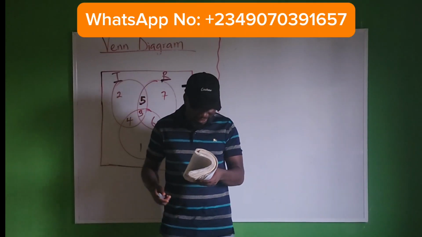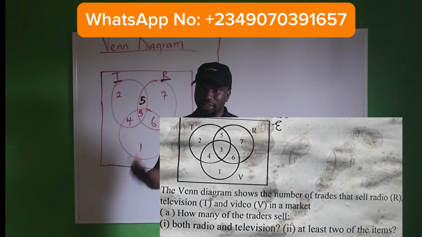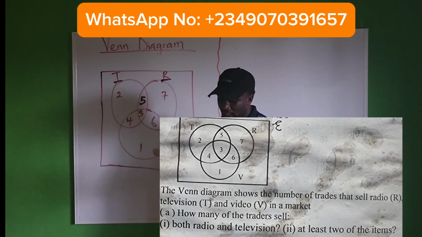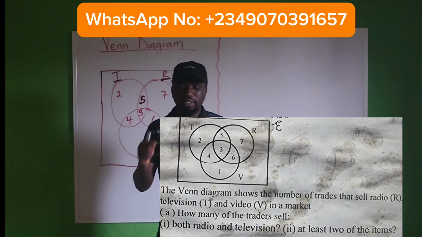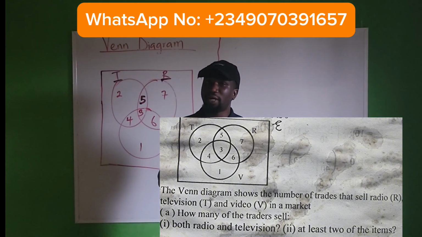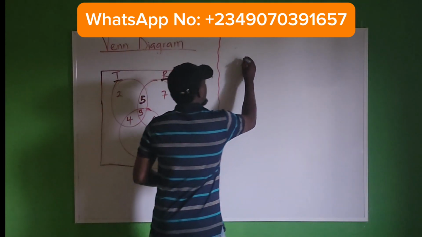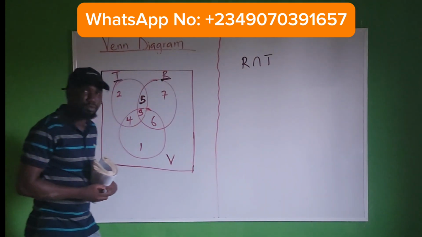So the question here says, the Venn diagram shows the number of traders that sell radio, which is R, television, which is T, and video, which is V, in a market. How many of the traders sell both radio and television? So what does that mean? We want to get radio intersection television.